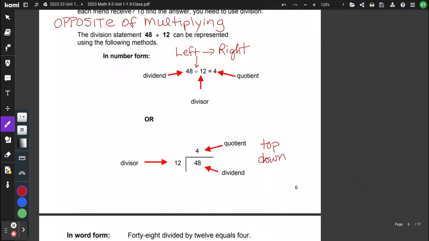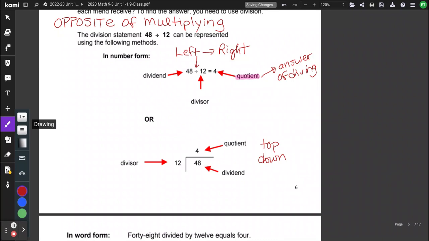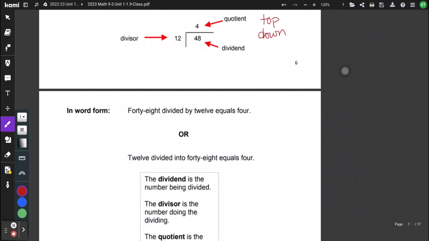So your answer to these is called the quotient. A quotient is the answer of dividing. I don't need you to know all the dividend and divisor. The only two words I need you to remember are product and quotient. They are opposites. Product means you multiply to get the answer. Quotient means you divided to get the answer. Now let's look at the next page.